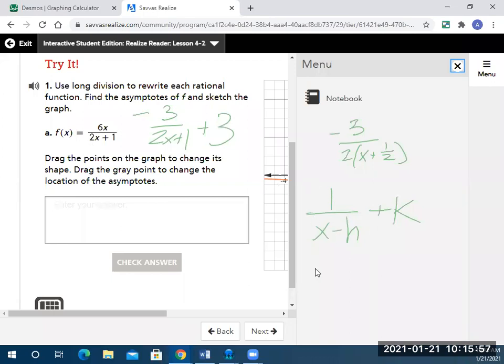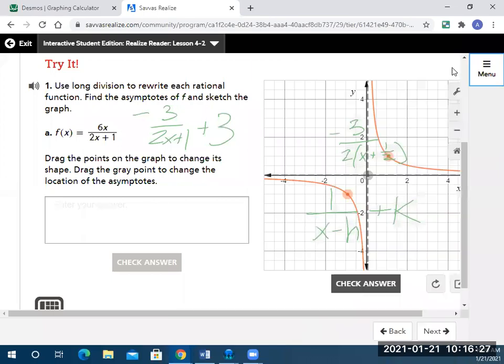You have to factor out that 2, which is why I wrote it this way, 2, and then in parentheses x plus 1/2, because the horizontal translation is actually -1/2, right? So it moves to the left by 1/2. Does everyone see that? And then what is your vertical translation? +3, right? Clear.